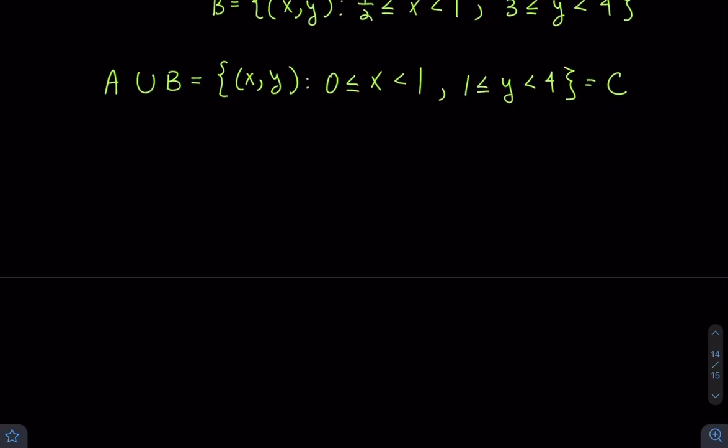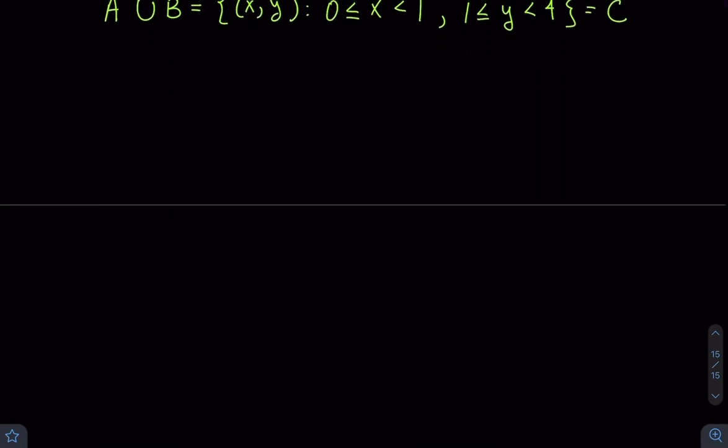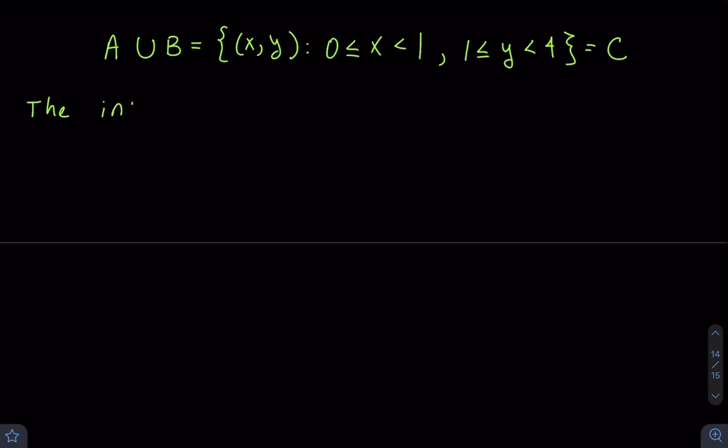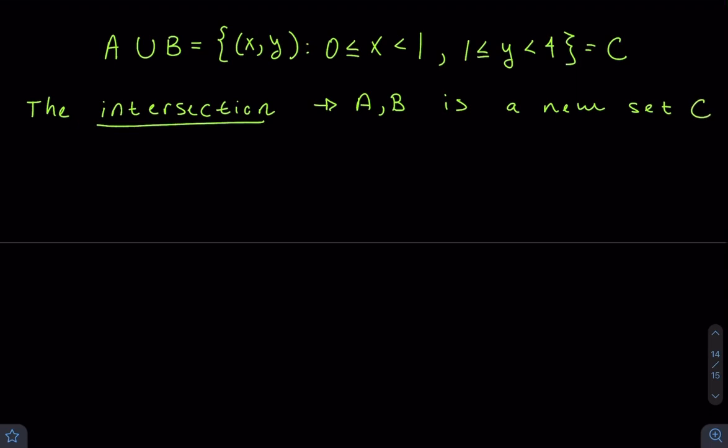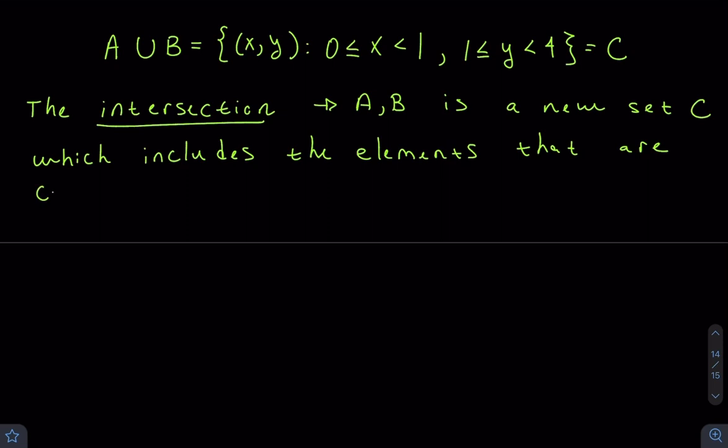The second operation we could do between two sets will be called the intersection. The intersection between sets A and B is also going to be a new set C, which includes the elements or the objects that are common to both sets.